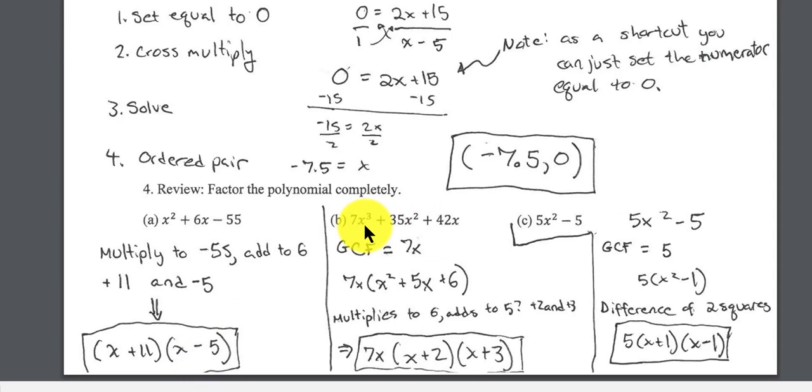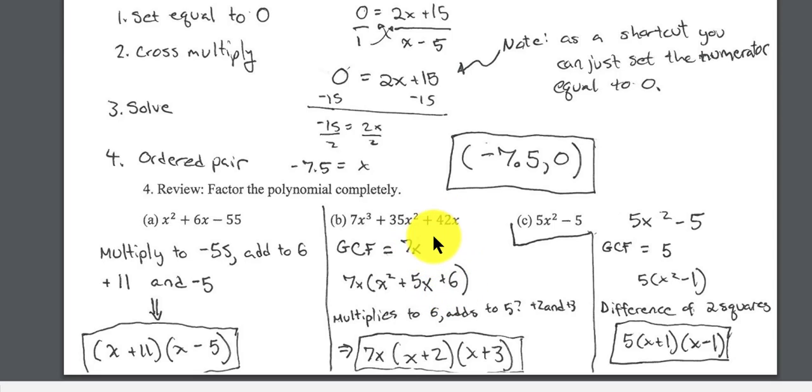Next one. Okay, well, first I can factor out a 7x, right? 7 is the biggest number that goes into each of these numbers evenly, and x to the 1 is the variable with the smallest exponent, right? So you take the biggest number that goes into all three numbers evenly, and you take the x with the smallest exponent. So 3, 2, and 1, so we take x to the 1 out. Divide each term by 7x, and you're left with x squared, 5x, 42, right?